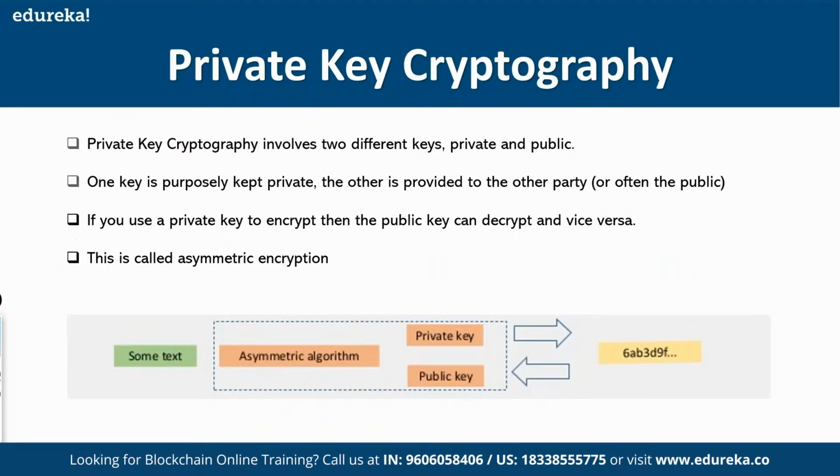Private key cryptography is an asymmetric algorithm. When I say asymmetric algorithm, what does that indicate? An asymmetric algorithm will have 2 keys by default, your public key and your private key. Whenever you're talking about an asymmetric algorithm, it will come with 2 different keys, public and private.